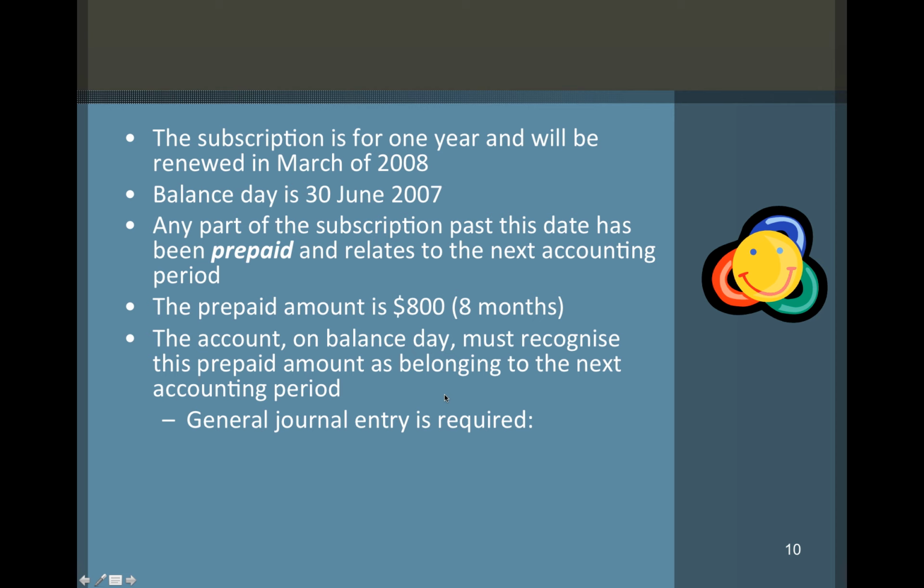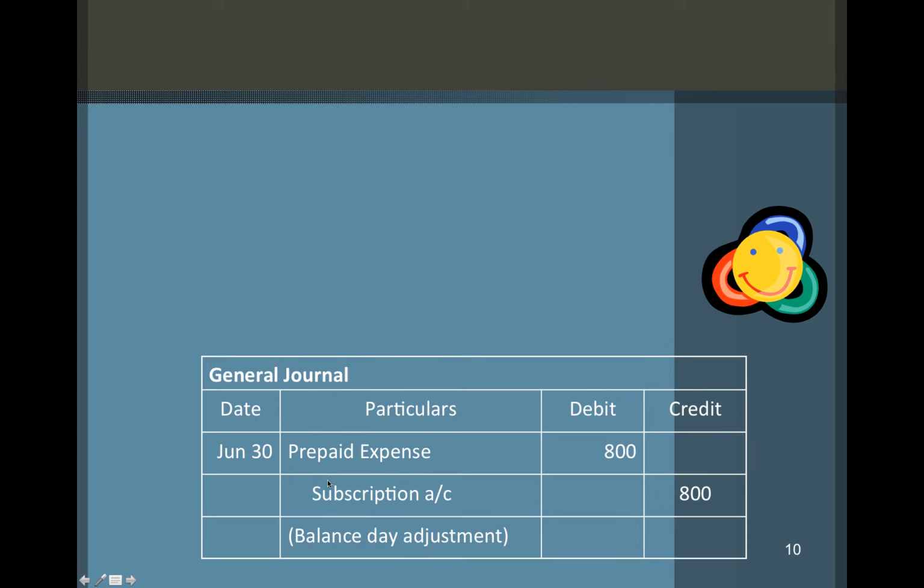So the accounts on balance day have to recognise that prepaid amount, because we will overquote our subscription expense account by $800 if we leave that amount out. That $800 has not been used in this accounting period. It's not been used to help us generate a revenue in this accounting period because it's a potential expense for the next accounting period. So how do we make this adjustment?